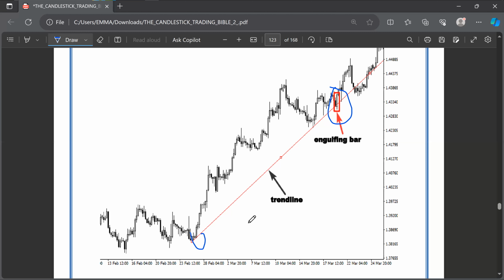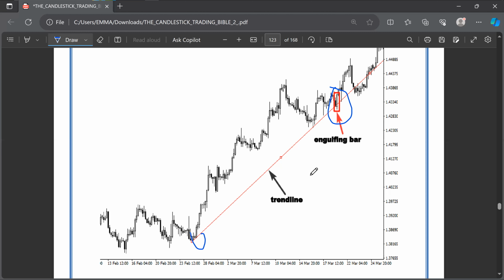So that's what it means, right? If the price touches at least two points on that trend line, you can consider trading it. It means it is tradable. So the point that you touch, you look at that point. Now, what do you see here? We see a bullish engulfing. Bullish engulfing in a bullish trend.